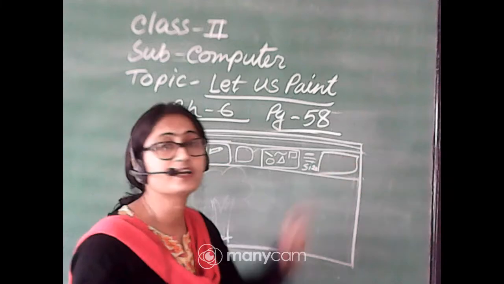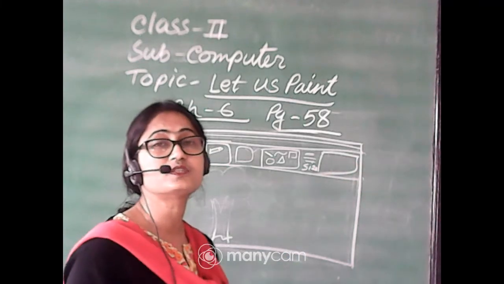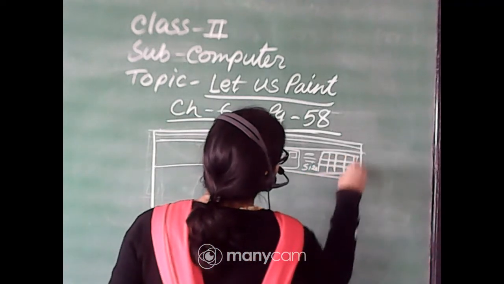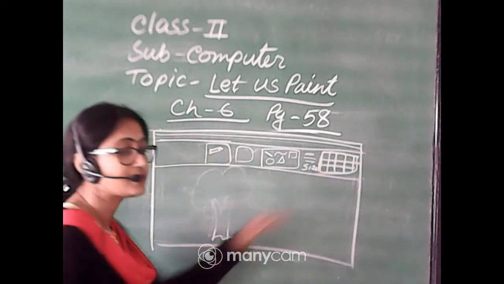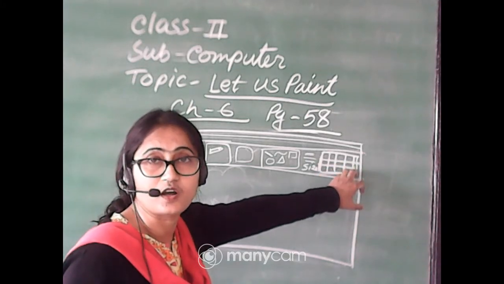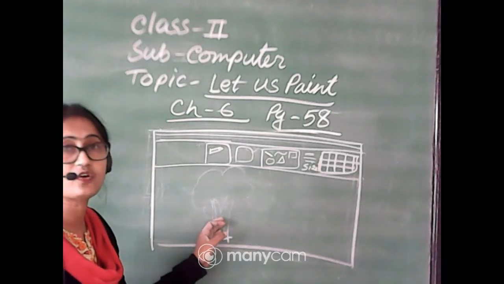And then if you want to change the color, you can choose the colors from the colors group. These are the different colors present in the colors group. You can choose any color you want, and then bring the pointer on the drawing area.